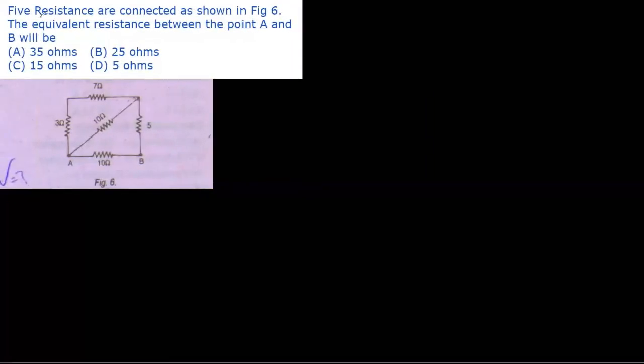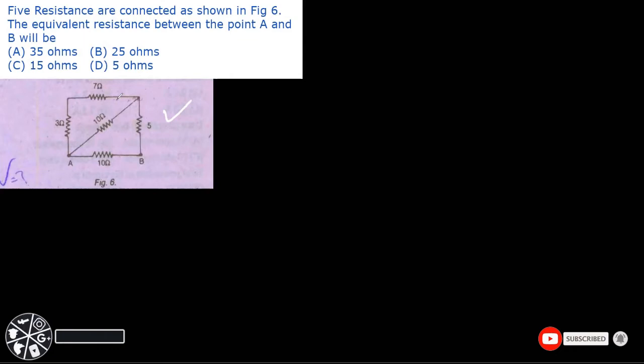Okay, next MCQ is: 5 resistances are connected as shown in figure. The equivalent resistance between point A and B will be? So these two resistors are in series, so this will be equal to 10 ohm, and these two resistors, 10 ohm and 10 ohm, are in parallel, so that will be equal to 5 ohm. This 5 ohm and this 5 ohm are in parallel, so that will be equal to 10 ohm, and 10 ohm, 10 ohm are in parallel, so that will be equal to 5 ohm. So option D is the correct answer.